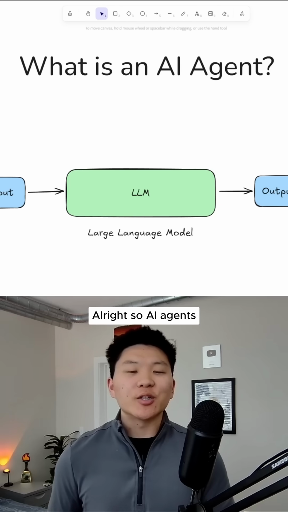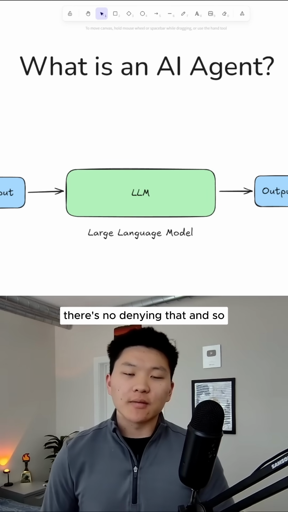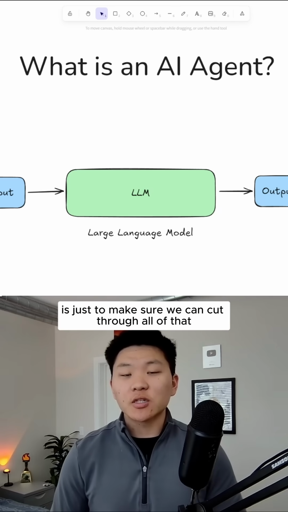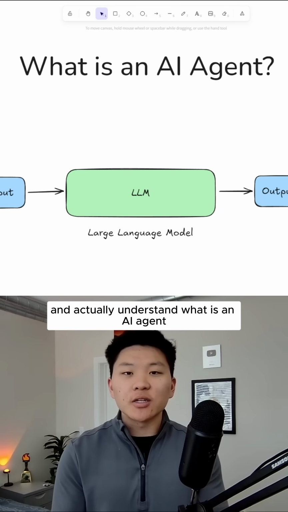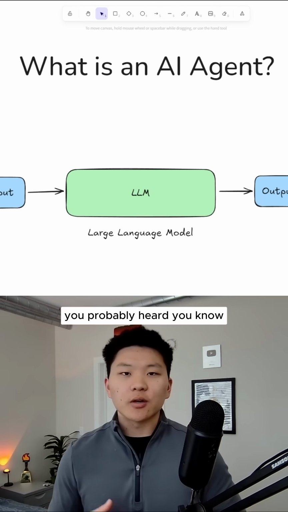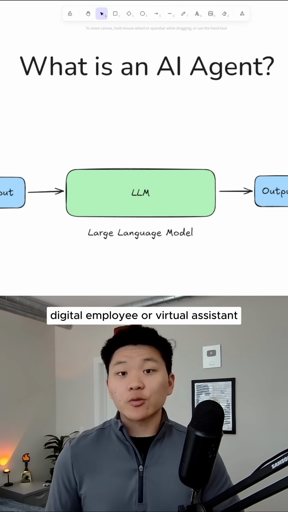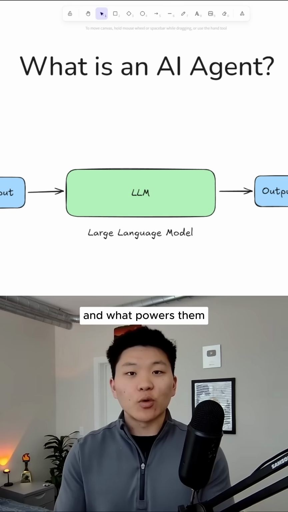All right, so AI agents, artificial intelligence, whatever it is, there is definitely a lot of hype. There's no denying that. And so the purpose of this section is just to make sure we can cut through all of that and actually understand what an AI agent is at its core, what they can do, and why we need them. You probably heard digital employee or virtual assistant, all this kind of stuff. But we need to understand what that actually means and what powers them.